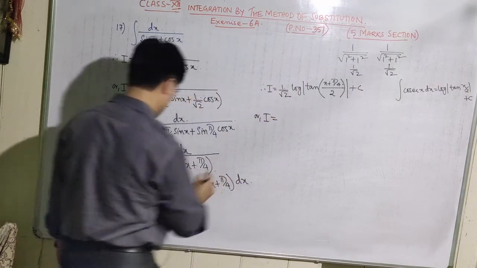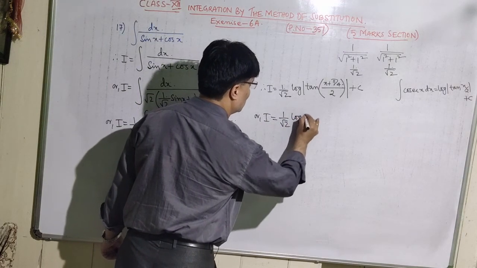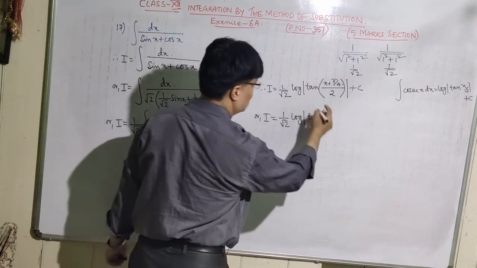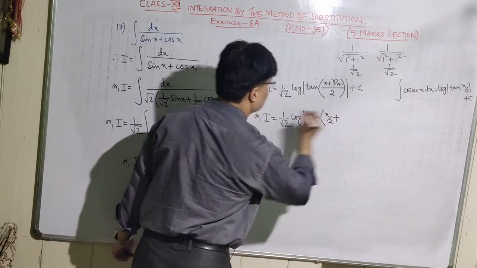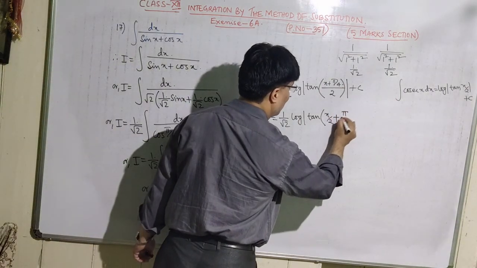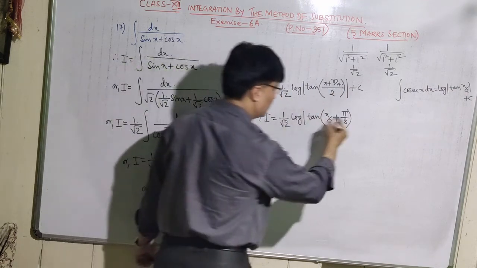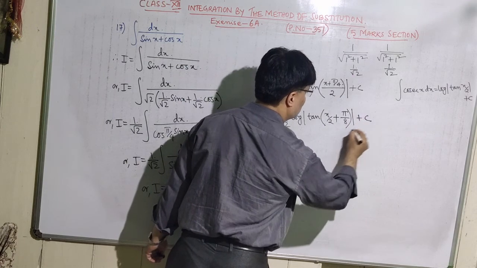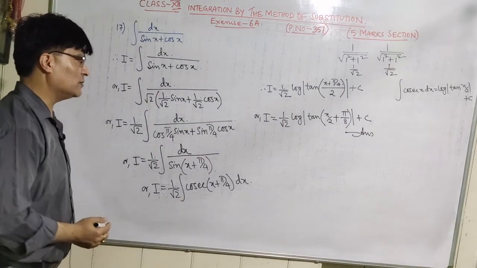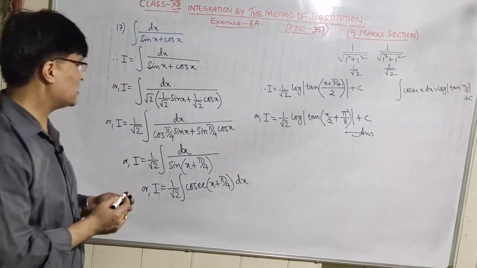Or I is equal to, how much is that? It is 1 by root 2 log within mod tan of within bracket, let us separate the term. This is x by 2 plus, what is pi by 4 by 2? Pi by 8. The 4 and 2 both are in the denominator, so it is pi by 8. First bracket closed, mod sign closed, plus c. So this is the final answer. So I think you have understood it. So you can copy it, you can revise it at home.